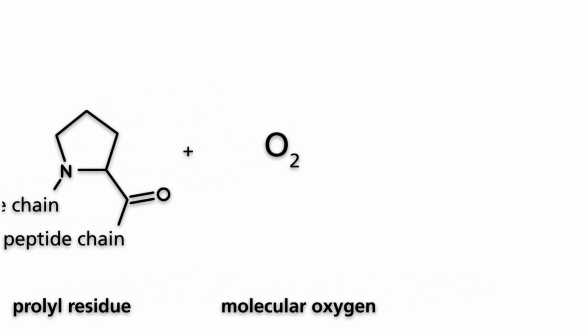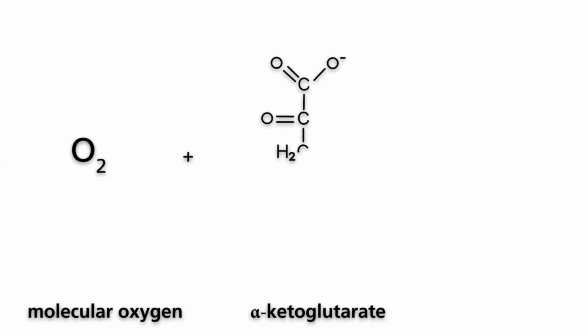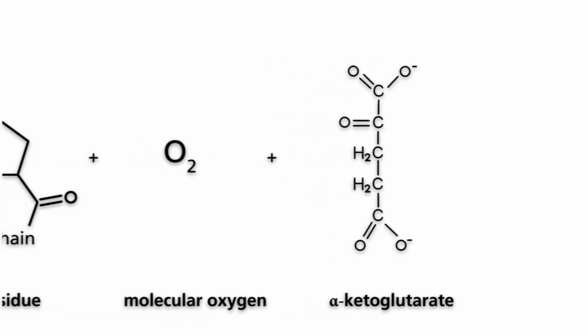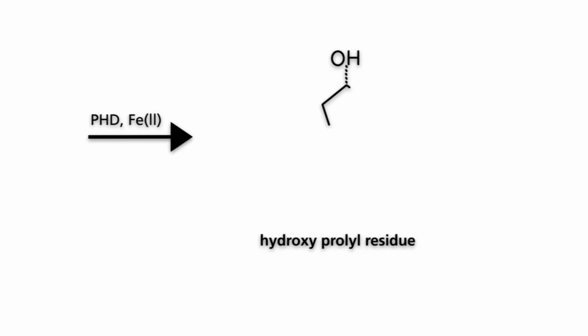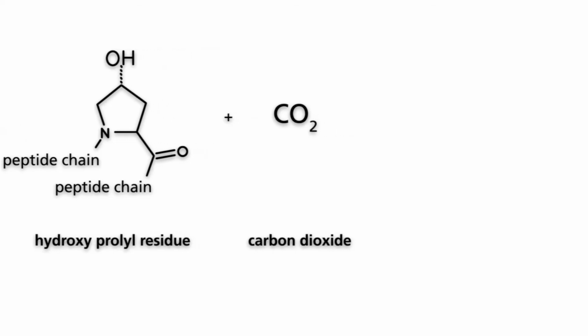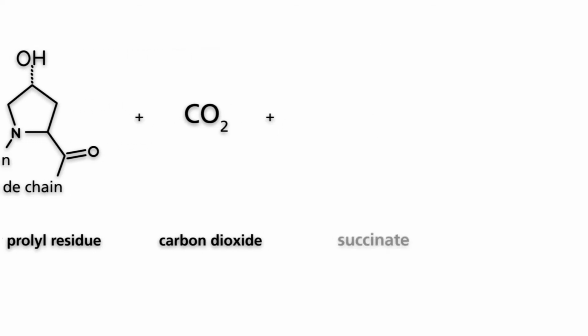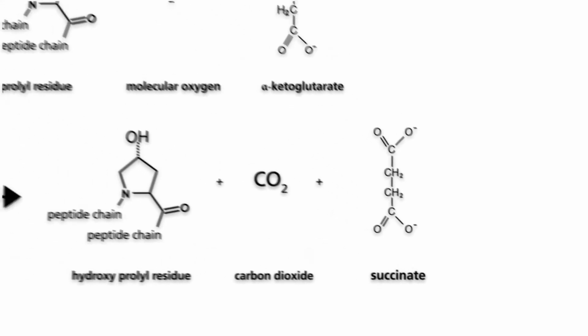One oxygen atom is used in the oxidative decarboxylation of alpha-ketoglutarate, an intermediate of the tricarboxylic acid cycle. PhD dioxygenases require bivalent iron. The products of the reaction are a hydroxyprolyl residue, carbon dioxide, and succinate, also an intermediate of the tricarboxylic acid cycle.